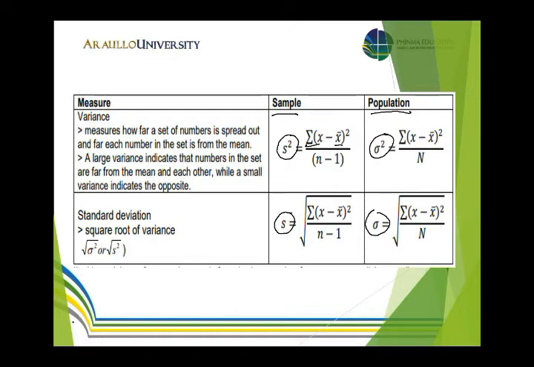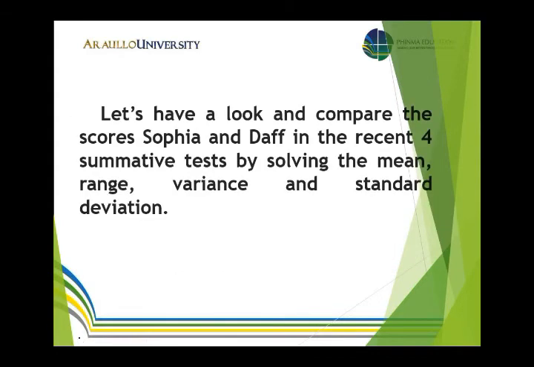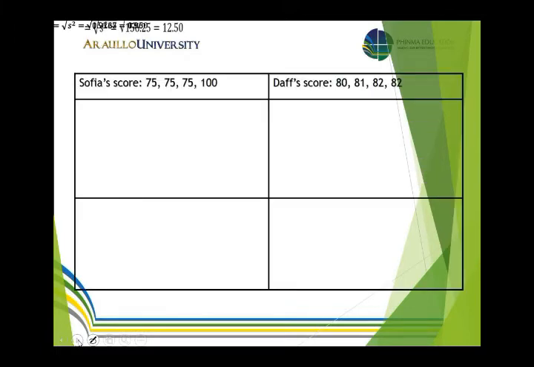Okay, so let's have an example. Let's have a look and compare the scores of Sophia and Duff in the recent 4 summative tests by solving the mean, range, variance, and standard deviation. Okay, so the scores of Sophia and Duff. We have Sophia's scores 75, 75, 75, and 100. Then we have Duff's scores 80, 81, 82, and 82.